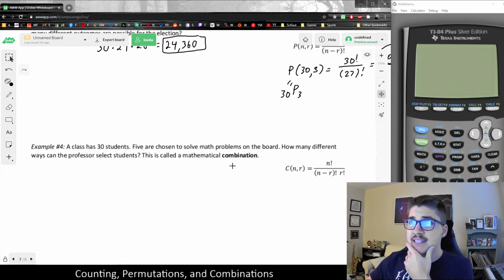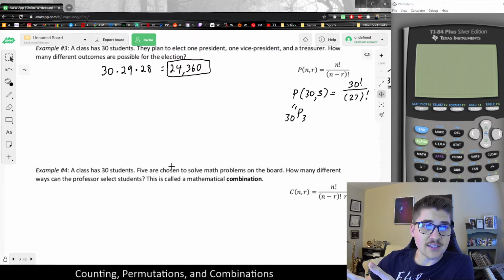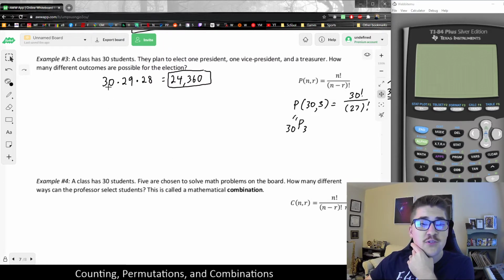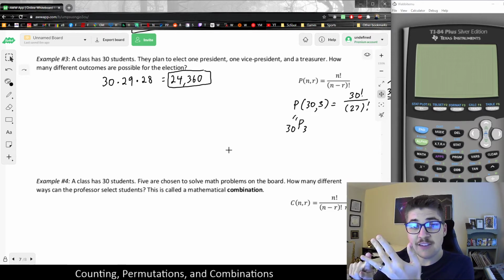But in a case like this, it's going to be different. Even if we were to make the situation more similar to above, where let's just say 3 are selected to solve math problems on the board, for our first choice of students, there's going to be 30 choices. But afterwards, there'd be 29 choices and 28 choices. When I'm selecting a group of students to work on the board, the order did not matter, because if I selected students A, B, and C, that's not a unique selection compared to if I were to select A, C, B, or students C, B, A, and so on.